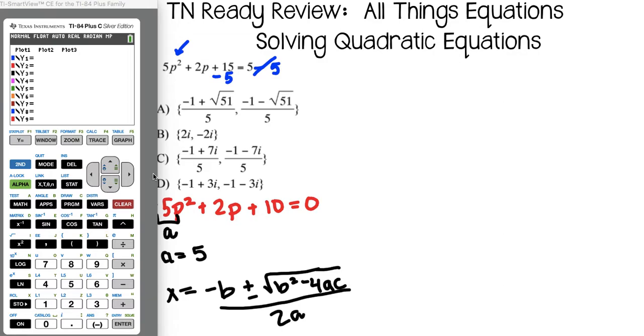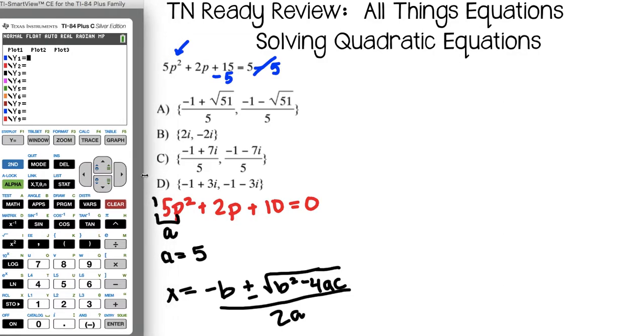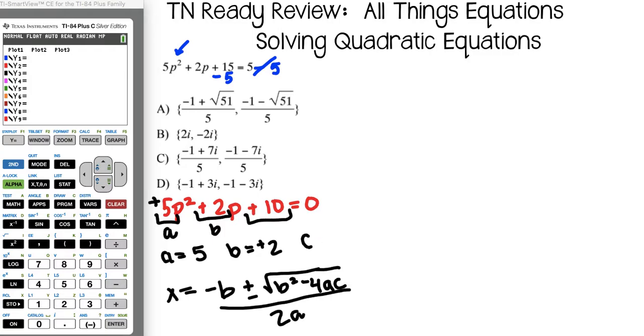Okay, so my next thing I have to do is identify my b term. And I see that my b is positive 2. So b is equal to positive 2. And I see that my c is equal to 10. And again, it's positive because I take the sign that's in front of it. All right, so now I'm going to go over and I'm going to plug these things in.